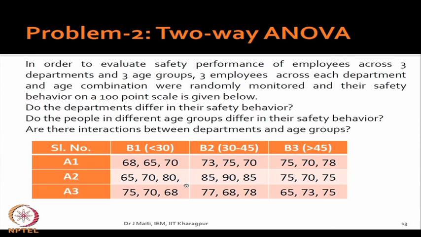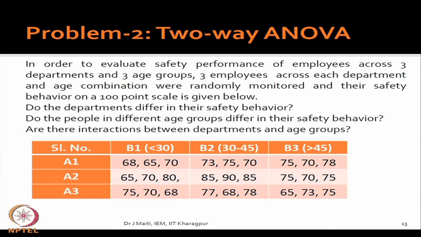So, you may not get the exact one-to-one relationship between the department effects in this problem and the problem given in 1. That may not be correct, but let us see that it is a separate problem now. In order to evaluate the safety performance, as I told you, 3 departments and 3 age groups are considered. That means our assumption here is that the 3 departments are 3 different populations or levels, and different age groups also have different levels.